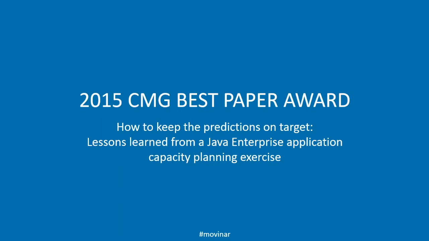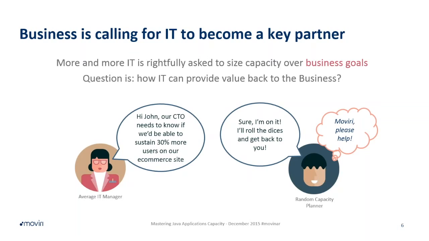As Renato was saying, if you don't know CMG, CMG stands for Computer Measurement Group, and it is a not-for-profit worldwide organization of IT professionals committed to sharing information and best practices about capacity and performance management. I've been so lucky to receive the Best Paper Award of this year's conference. I'm now going to share with you the first lesson that we learned during this project, which is how to keep capacity prediction on target with Java enterprise applications. Let's start by describing the problem we need to solve.